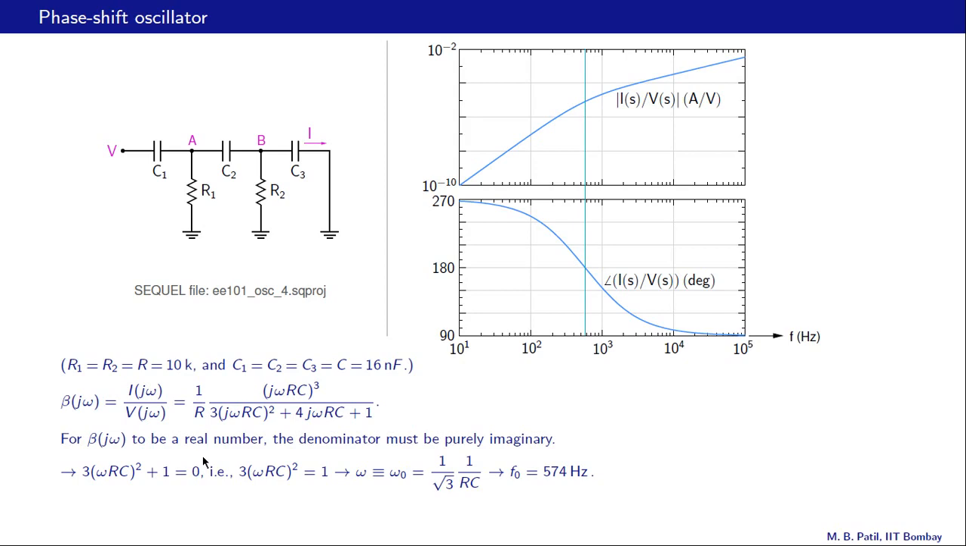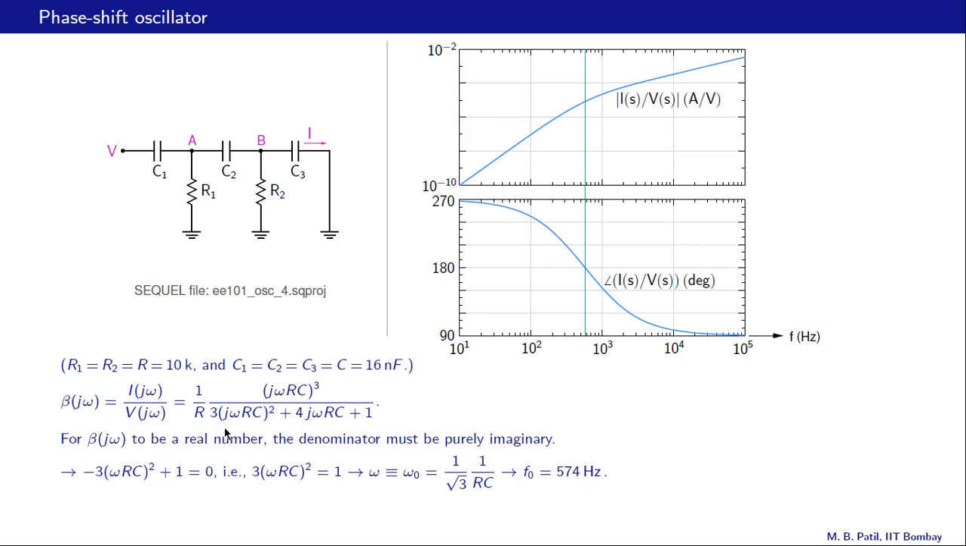What does it imply then? It implies that this numerator divided by denominator must be a real number. Now the numerator has j cubed in it, that is j times j squared or minus j. So the numerator is a purely imaginary number, and for beta to be real, what we require is the denominator should also be purely imaginary.